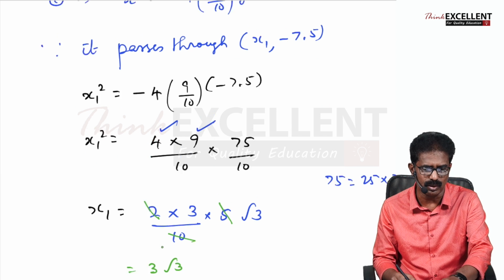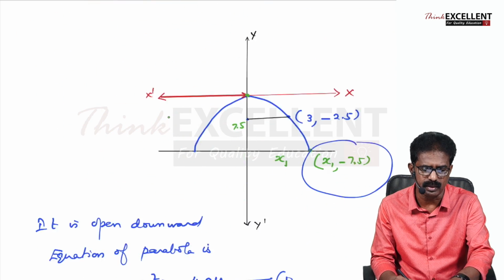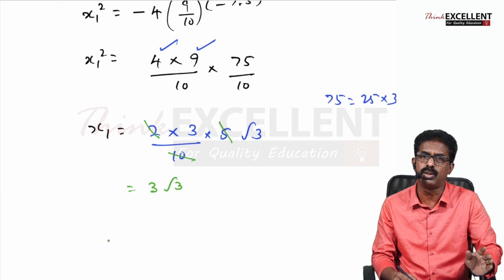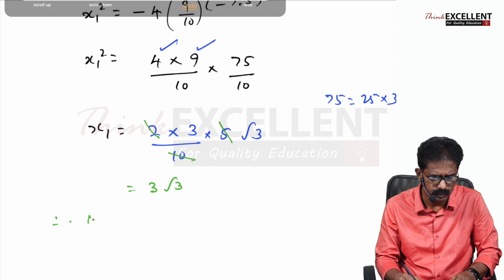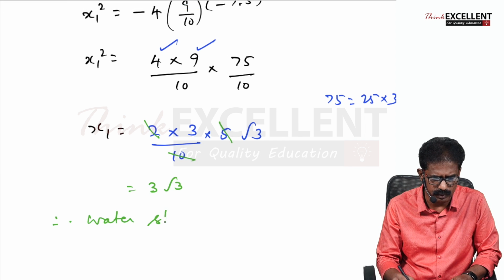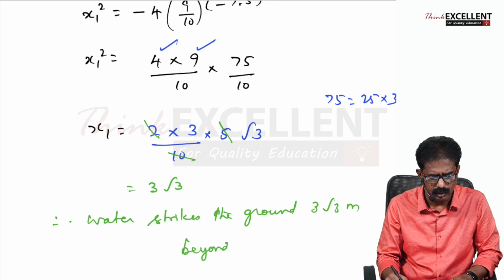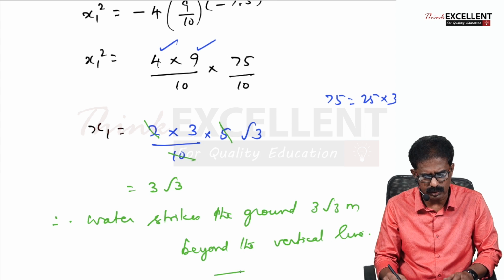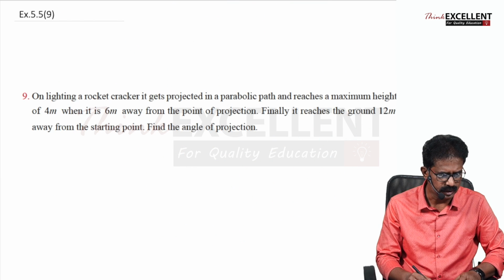3 root 3. So this, how far beyond the vertical line will water strikes the ground? So what do you say? The conclusion is important. Don't leave like this. Okay. So therefore, water strikes the ground 3 root 3 meter beyond the vertical line, right? So that you can see the question and write the conclusion. Okay, write the unit also. Okay, now let's go for the next question.